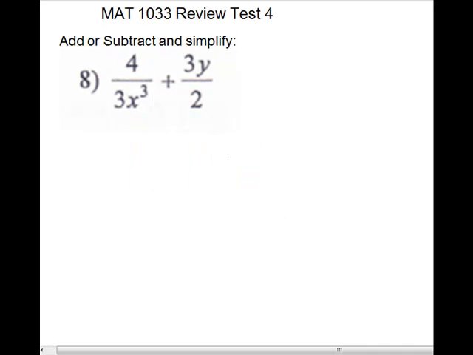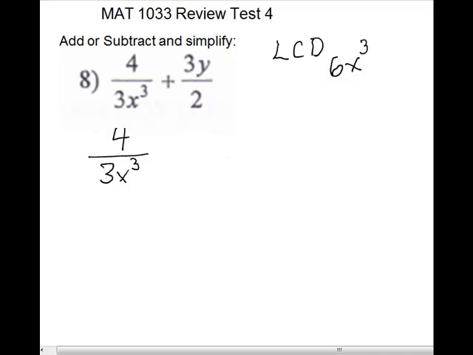Problem 8, we're adding fractions, so we will have to find the LCD. For our numbers, we have a 3 and a 2. They're both primes, so we're actually going to need them both. So 3 times 2 will give us a 6. You will need the x cubed. So we'll bring down what we have, and we'll put on the missing part.